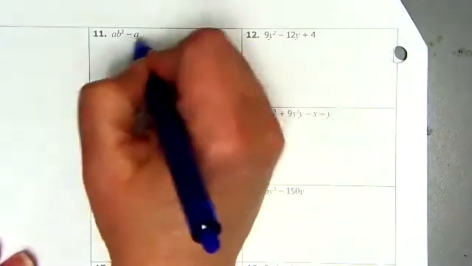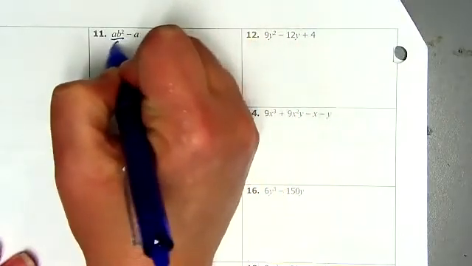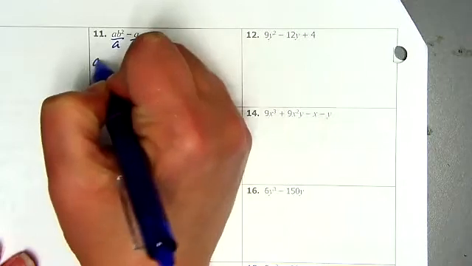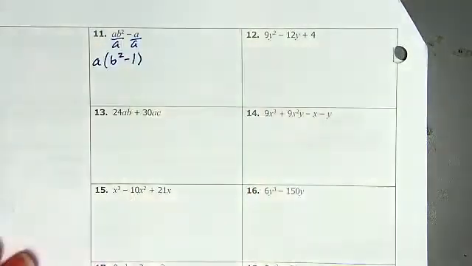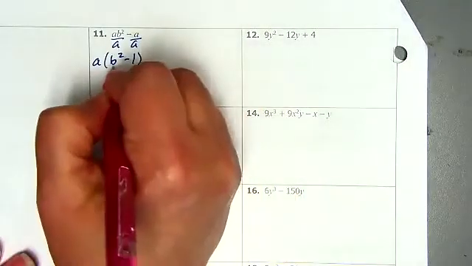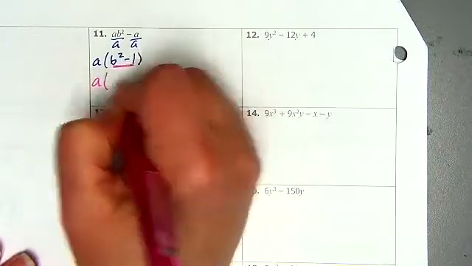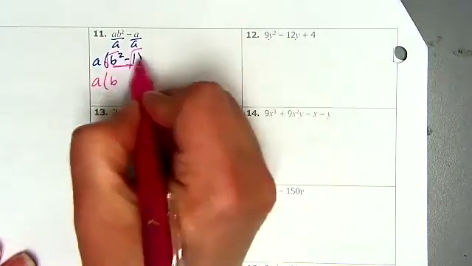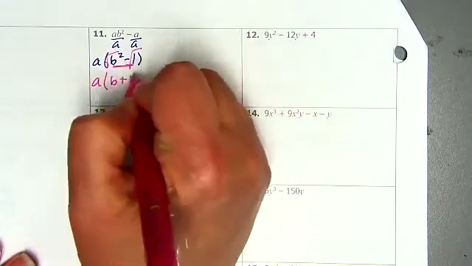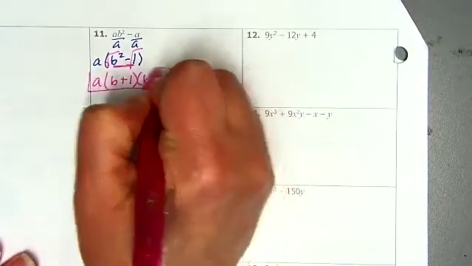When I look at this, first off, I notice that there's a GCF of A. So therefore, I'm going to divide A out of each one. So I have A, open parentheses, B squared minus 1. Now I can see, oh, this is a difference of squares. So that means I'm going to have A, open parentheses, B, and I take the square root of each term. I have B plus 1, B minus 1. And there's my final answer.